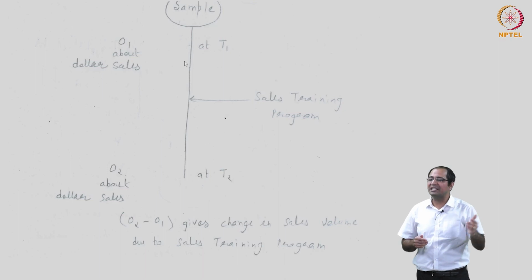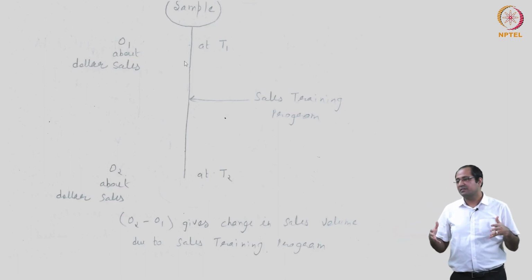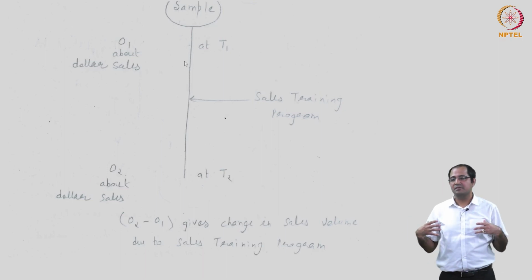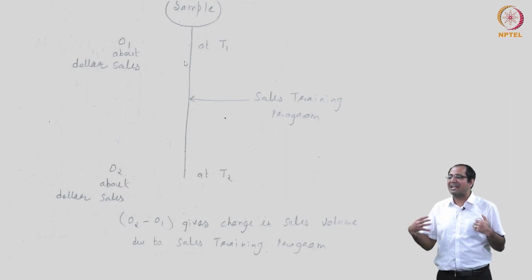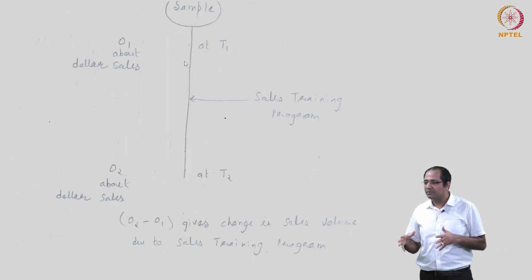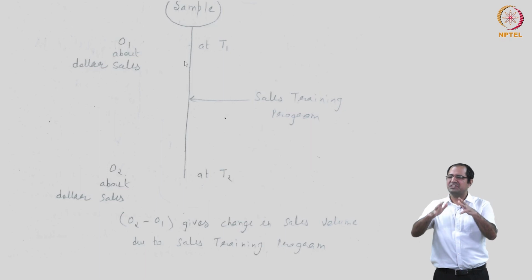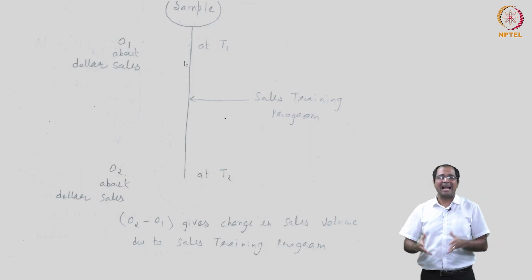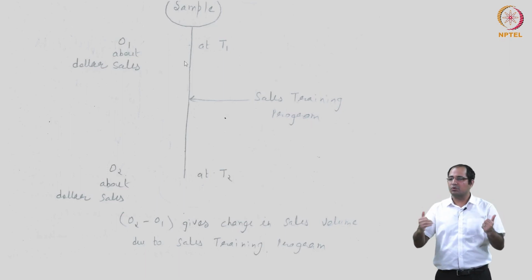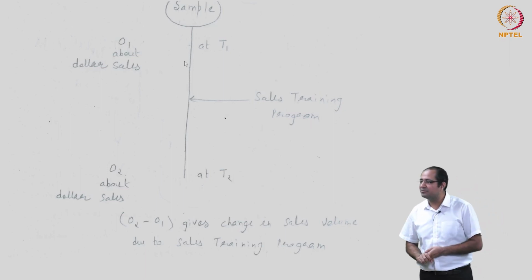And when you do O2 minus O1, you will get the change in the sales performance. Now can we say O2 minus O1, whether it is positive or negative, is due to the sales training program? Can we conclude? Only if other variables are constant with respect to those who are not participating in it. Very good. So this is one of the very simple experiments which is not correct, but I had to include it so that we can identify what the problems here are.